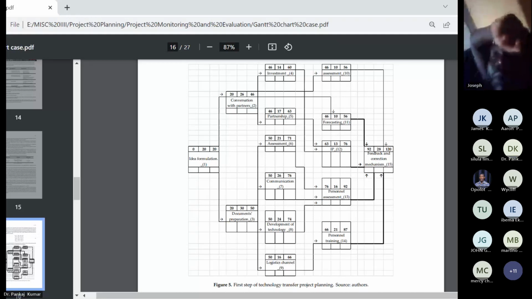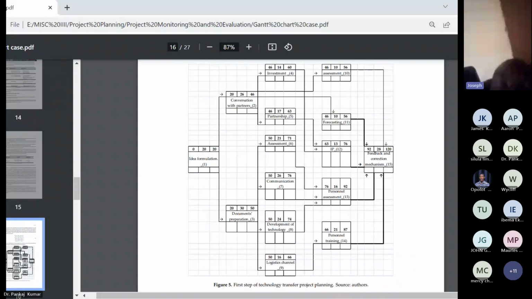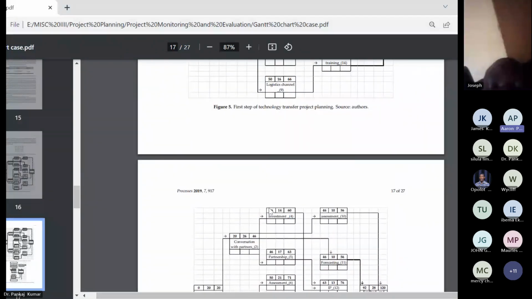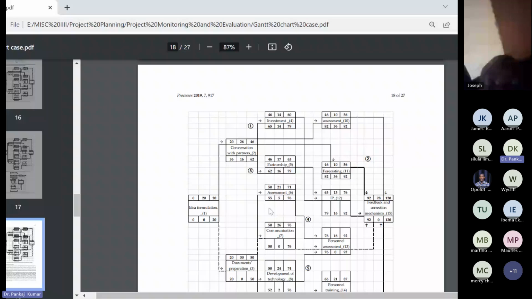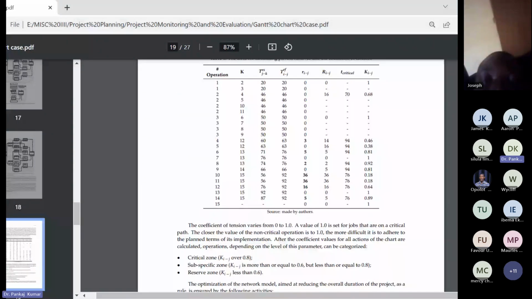Tell me, is it clear or not? Yeah, it's clear, Doc. Okay, it's clear. Okay, fine. Thank you.